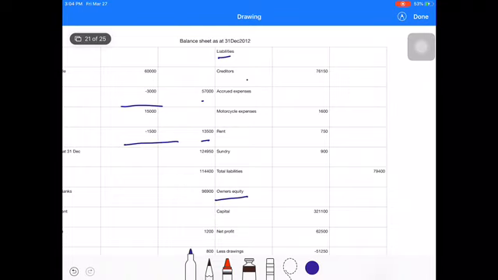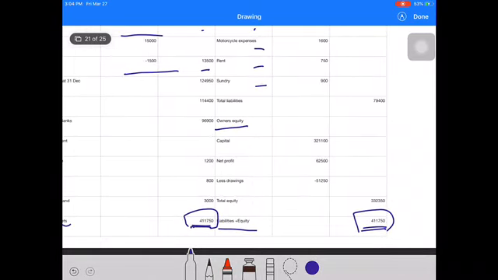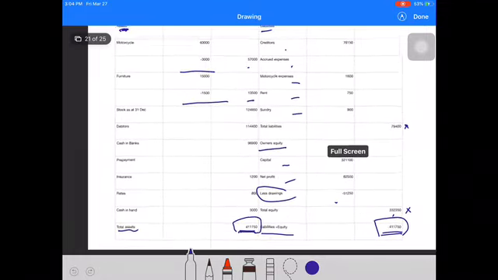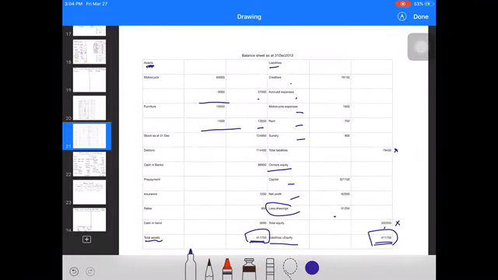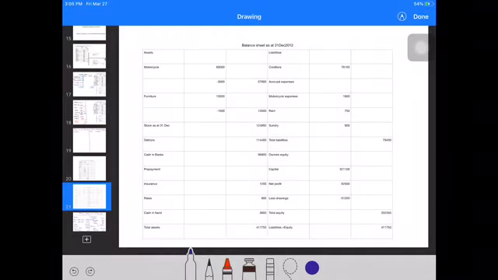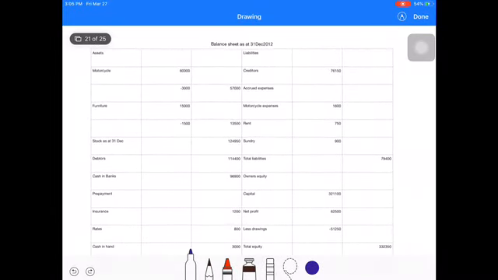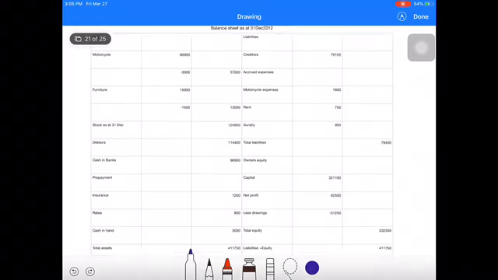Then liabilities also, creditors, accrued expenses for these items, and owner's equity, capital, net profit and drawings will be deducted. With this we get this amount, so adding up these two, you get 411,750. So this is our final balance sheet. This is the final document, balance sheet as at 31st December 2012.